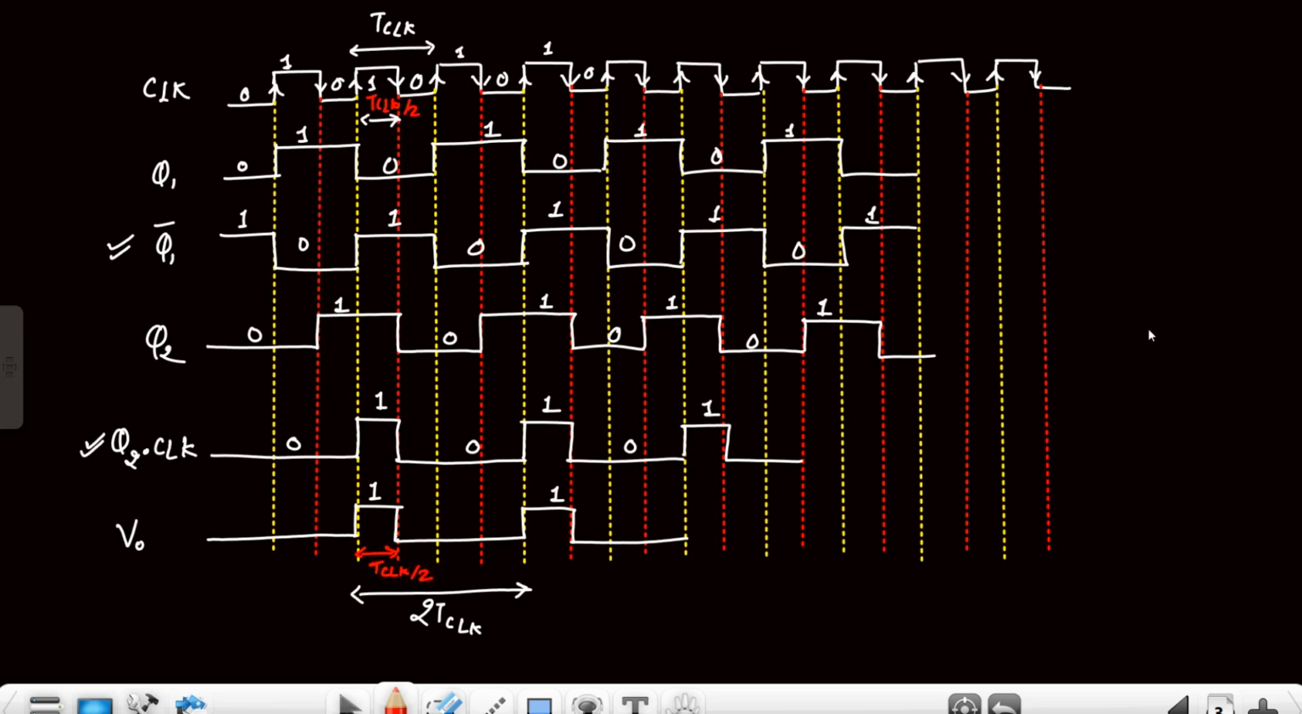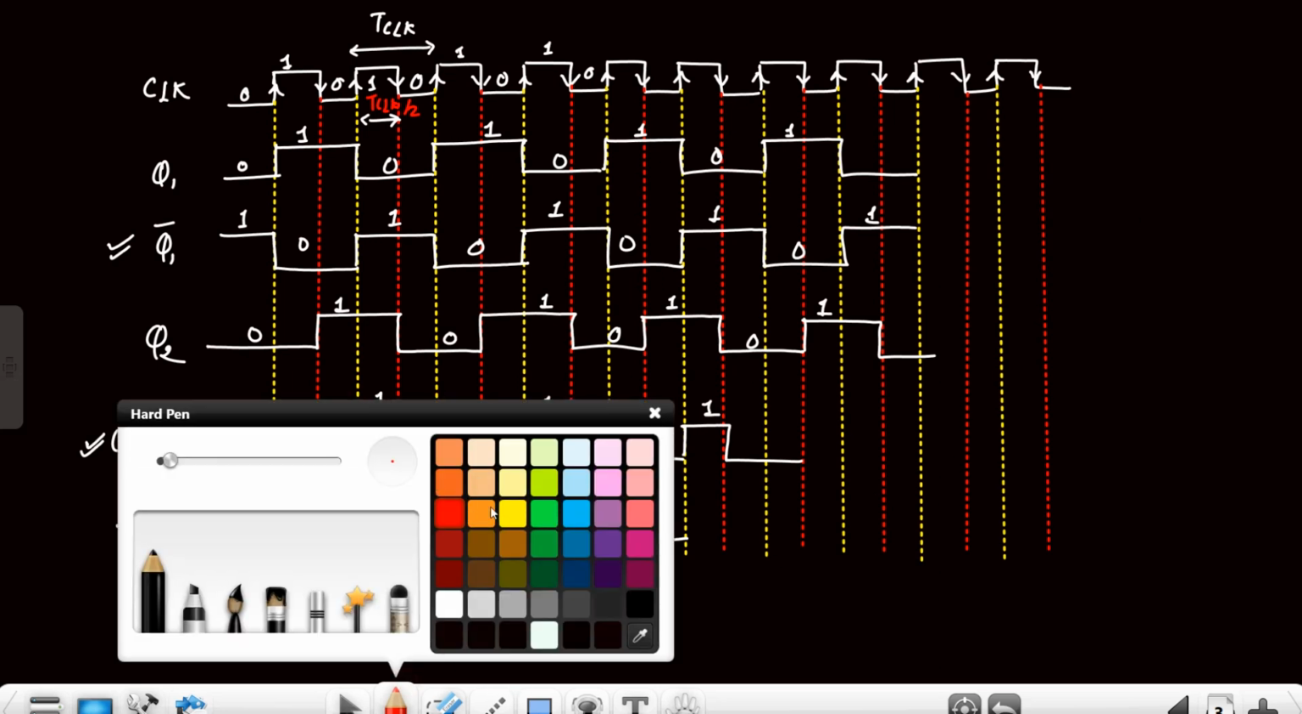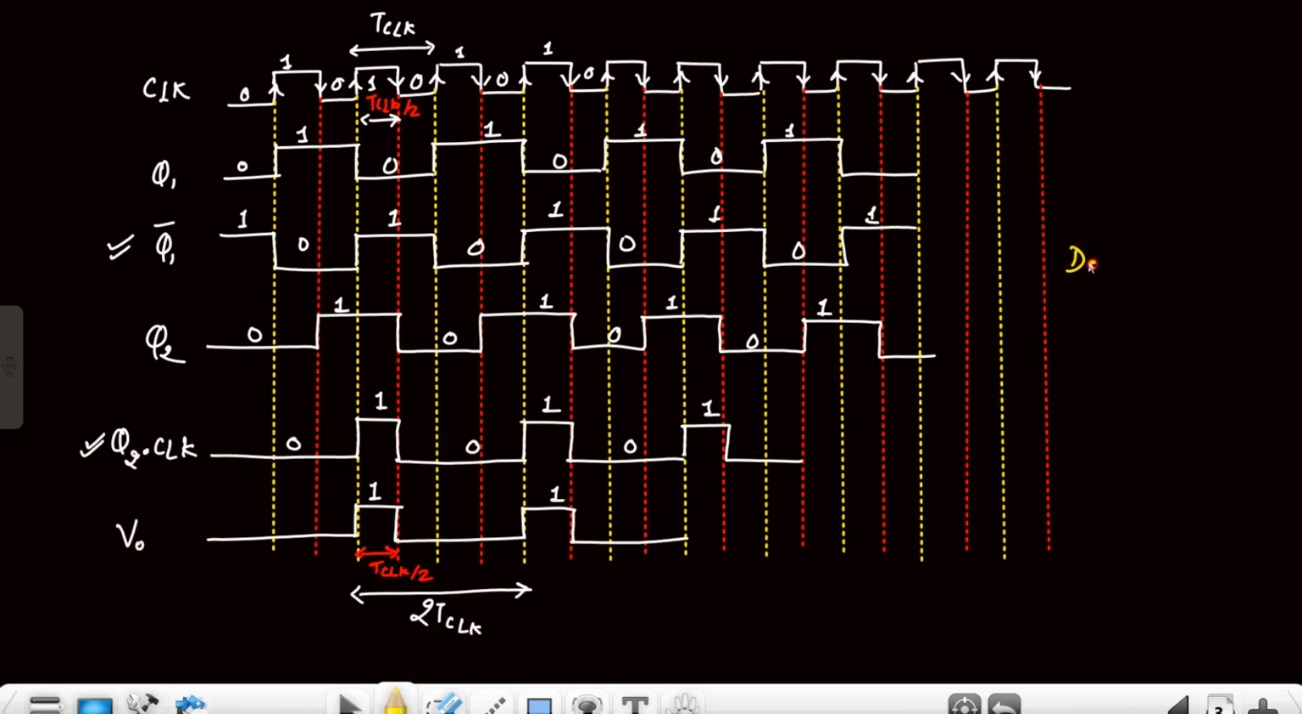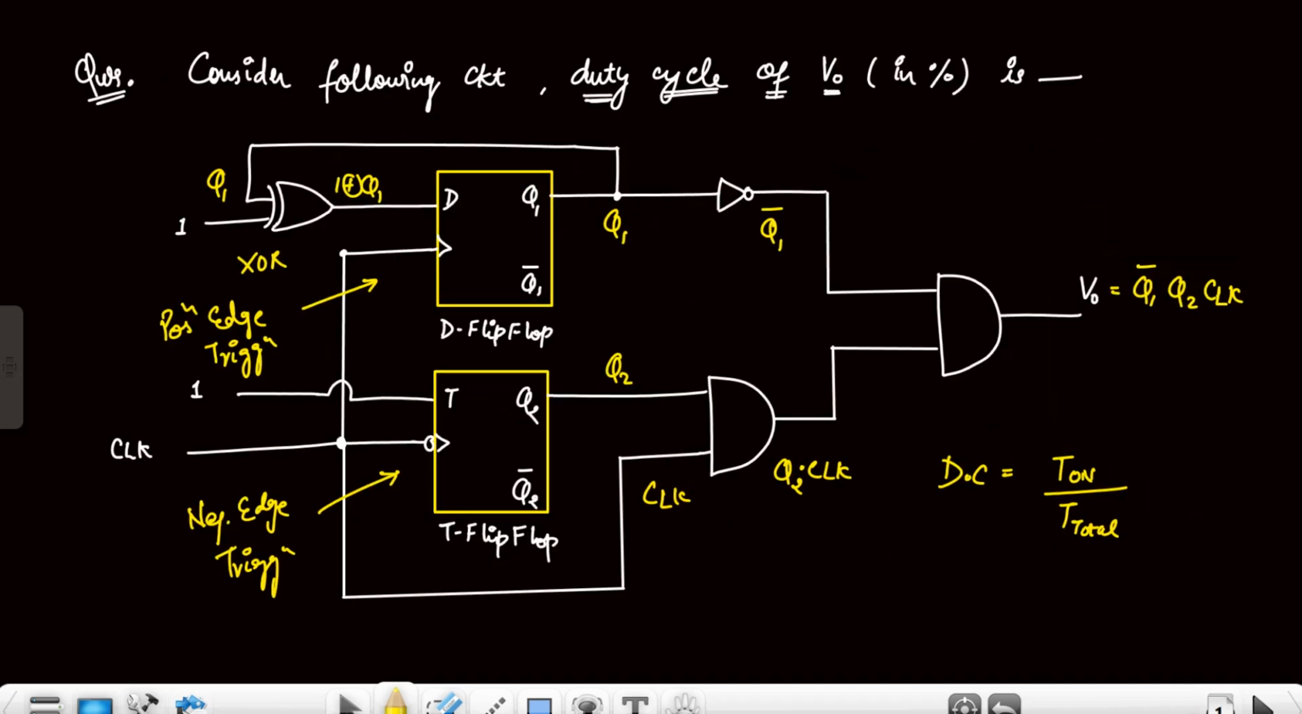Now the duty cycle I should calculate here. The duty cycle will be T clock divided by 2, this is the T on, upon 2 T clock. So it will be 1 by 4, which is 25%. So this is how we can calculate the duty cycle. Okay, thank you.